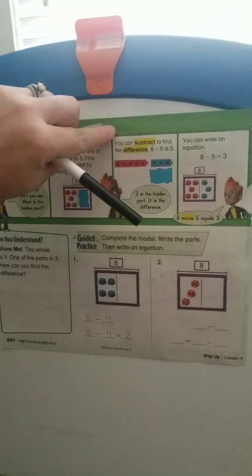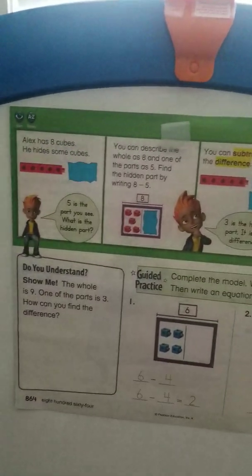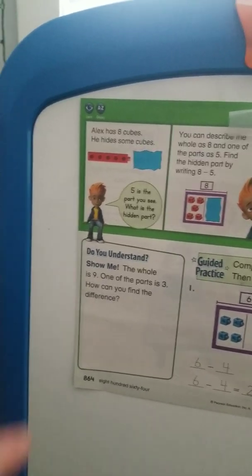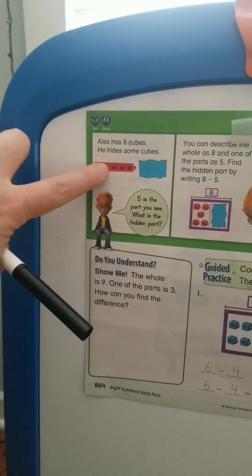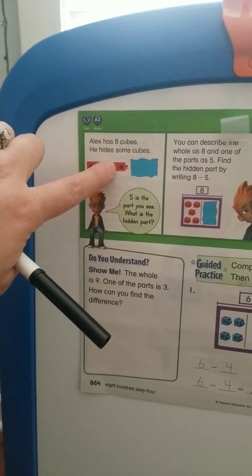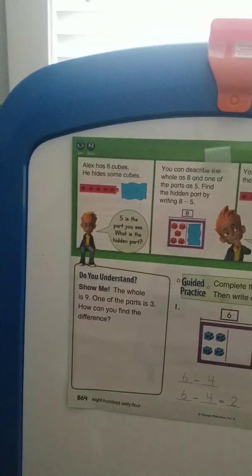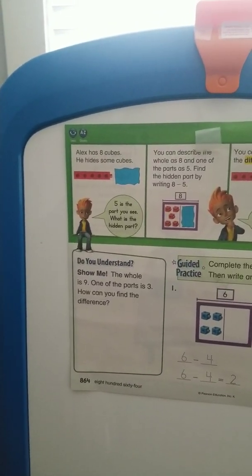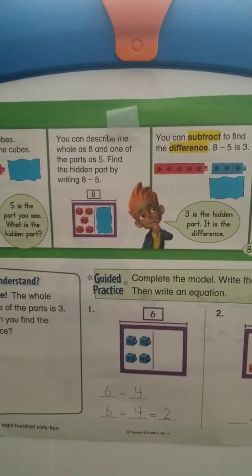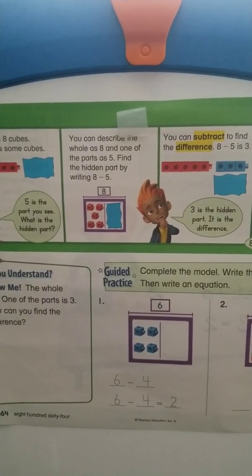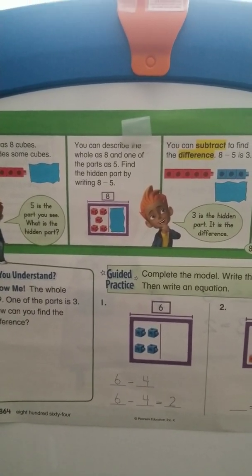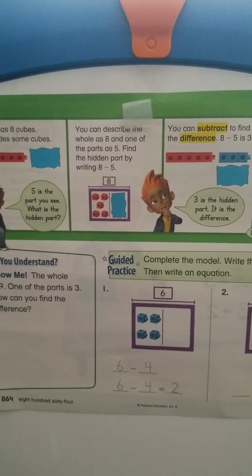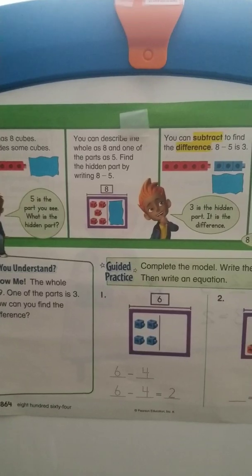Okay, let's look at this side together. It says Alex has 8 cubes. He hides some cubes. Let's see how many are left. 1, 2, 3, 4, 5. So 8 cubes minus 5 cubes equals how many altogether? Let's see. You can describe the whole as 8, was how many altogether, and one of the parts as 5. Find the hidden part by writing 8 minus 5.